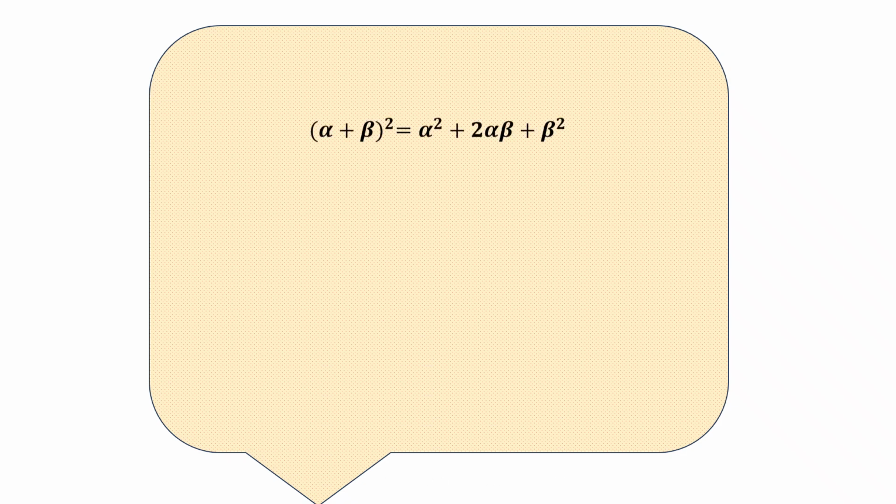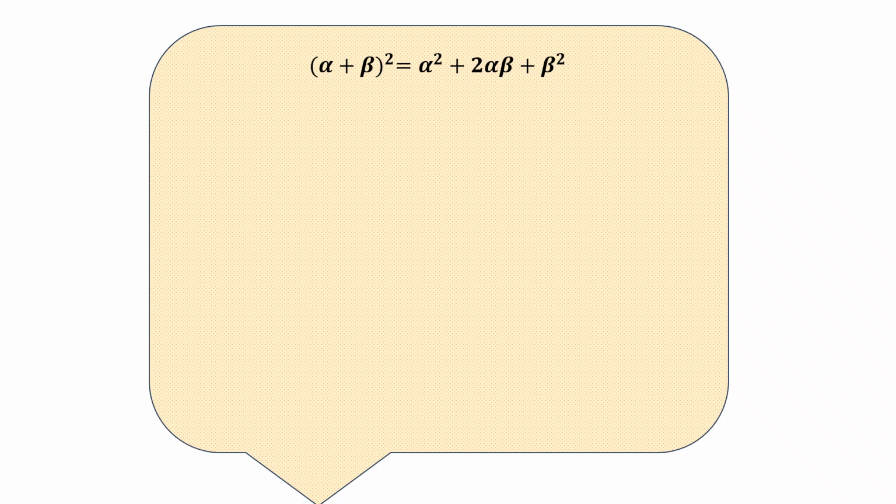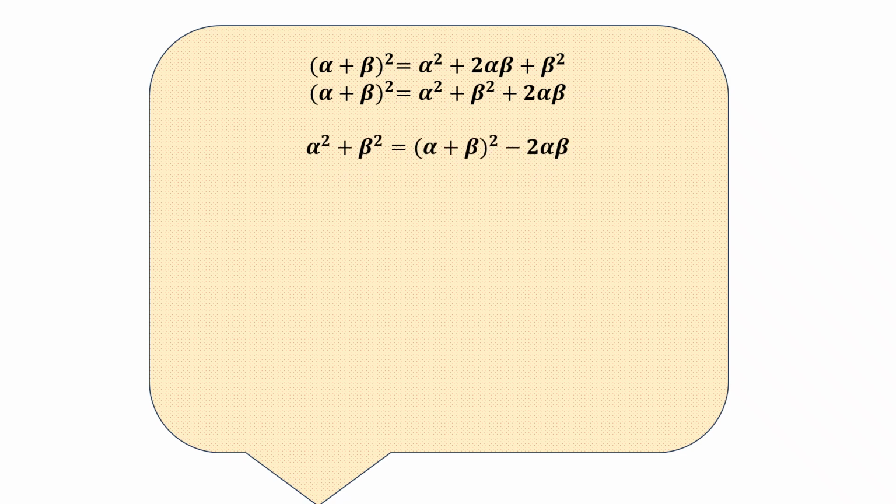So from Pascal's triangle, you can employ it here as (alpha plus beta) all squared is equal to alpha squared plus 2 alpha beta plus beta squared. Let's rearrange this and write it as (alpha plus beta) all squared is equal to alpha squared plus beta squared plus 2 alpha beta. Making alpha squared plus beta squared the subject, we send 2 alpha beta to the other side. So we get alpha squared plus beta squared is equal to (alpha plus beta) all squared minus 2 alpha beta. Good.